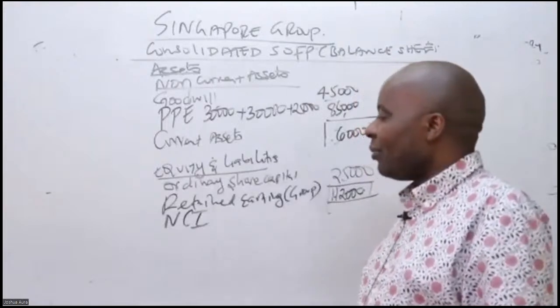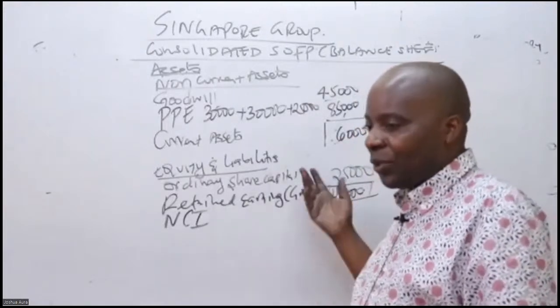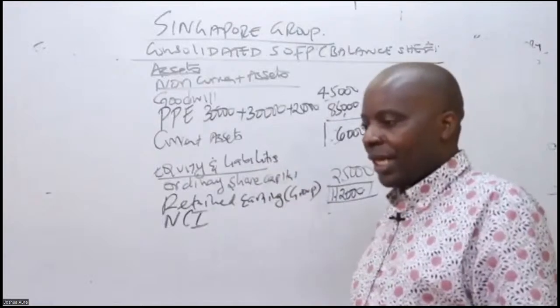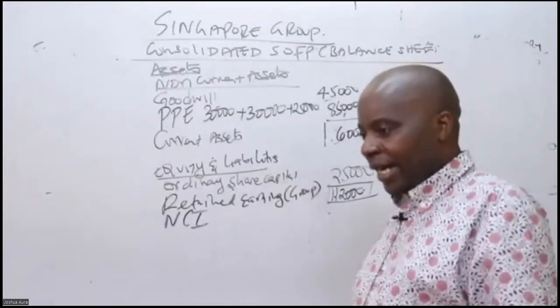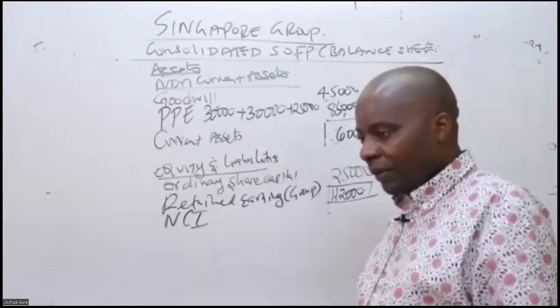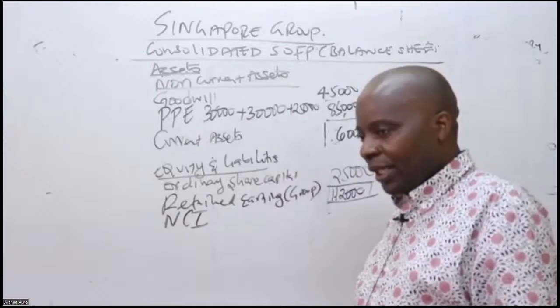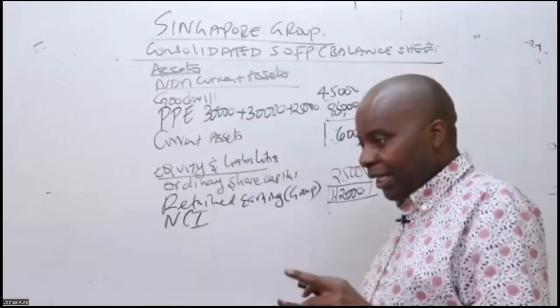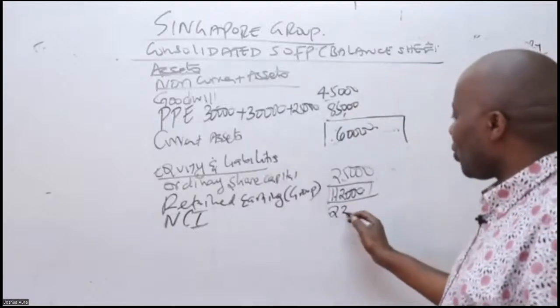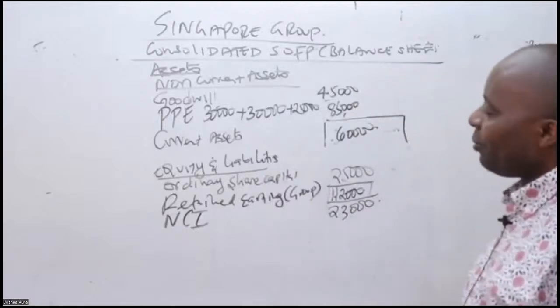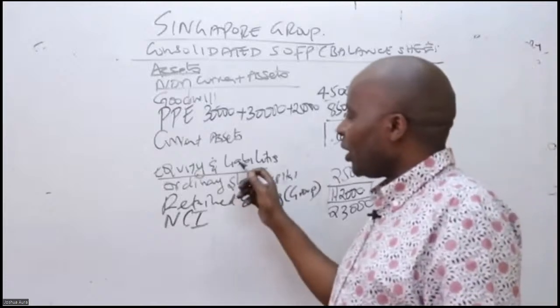Is there anybody who is able to remember this NCI at reporting? We did a calculation for it. NCI at reporting is 23,000, right? So NCI at reporting is 23,000. So that is it. Then go to the liabilities.